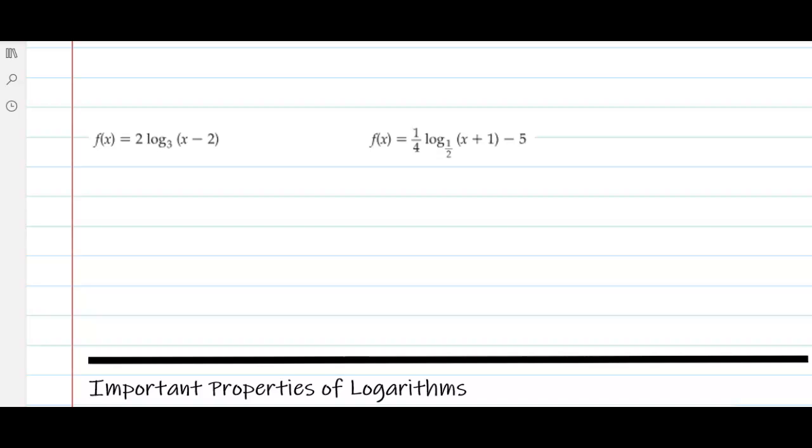These do not have the parent function listed, but we can go ahead and write the parent function above it. F of x, we start with the log base 3 of x. The parent function right here would be the log base 1/2 of x. So let's compare. How have they changed? Go ahead and pause the video and try these last two.